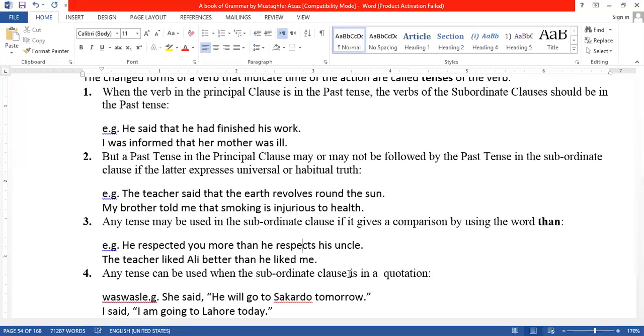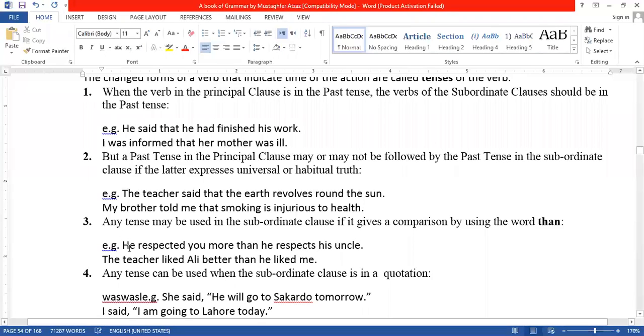But here, what is the rule? The rule is neither that we are coming across the universal truth here. This is not the universal truth. So, a new rule is being introduced to you people: if we have an expression like "than" and we are comparing things in this structure, then we have the privilege to use any tense in that particular subordinate clause, right? Now, "He respected you more than he respects his uncle" will not be wrong, it will be altogether correct.